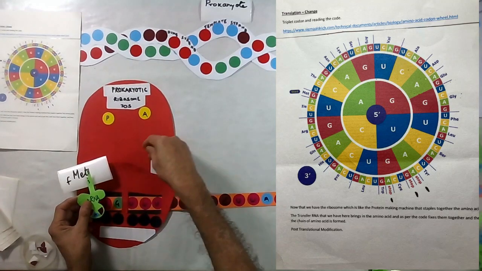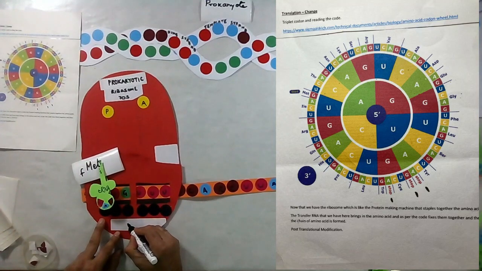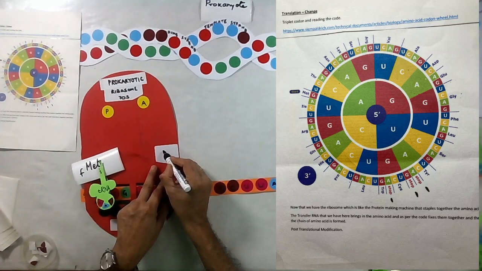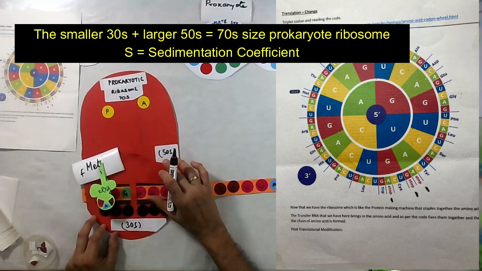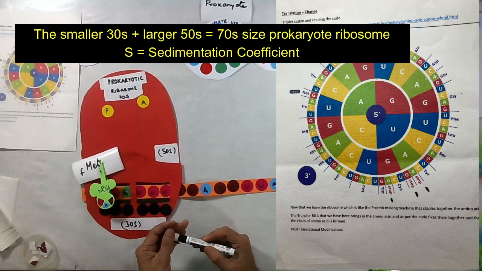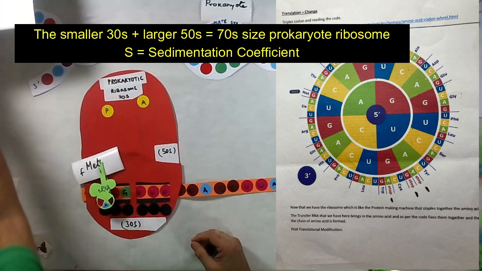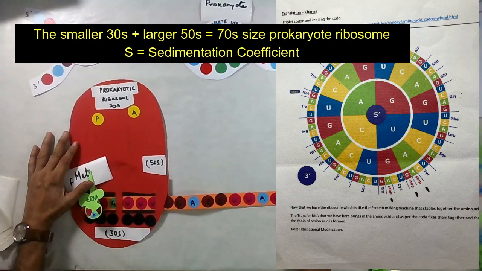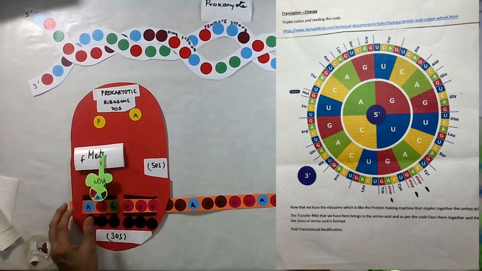There is a velcro given. So this is the smaller subunit, that is 30S. This is the larger subunit, which is 50S. It's not additive, it is a sedimentation coefficient. So the prokaryotic ribosome as a whole will become 70S. It is the sedimentation coefficient, how quickly it can sediment. So now this ribosome sits here and first comes the FMET tRNA.